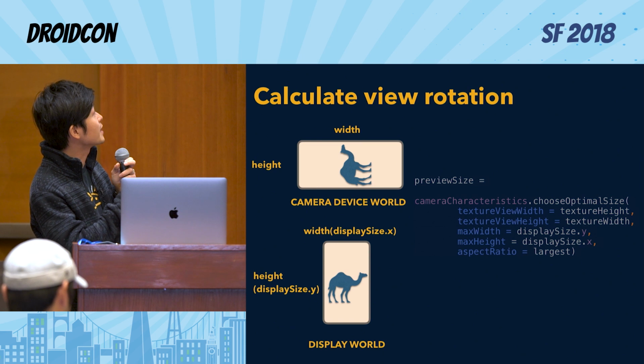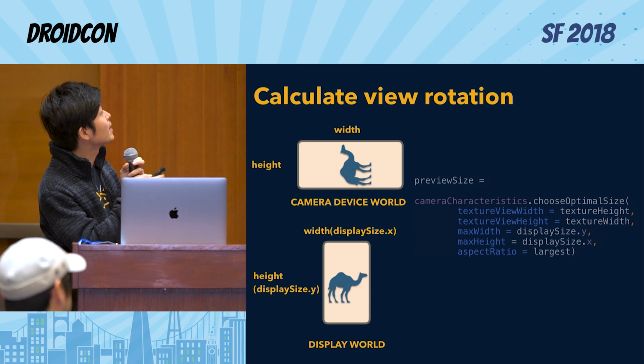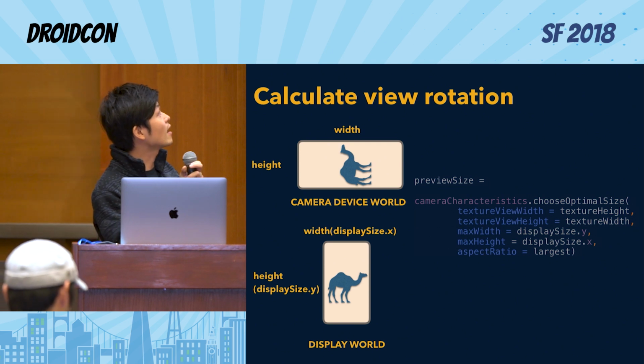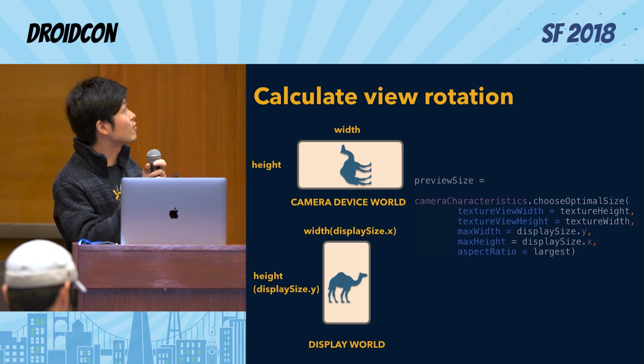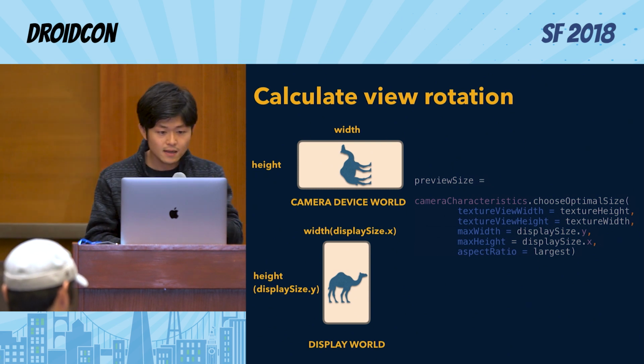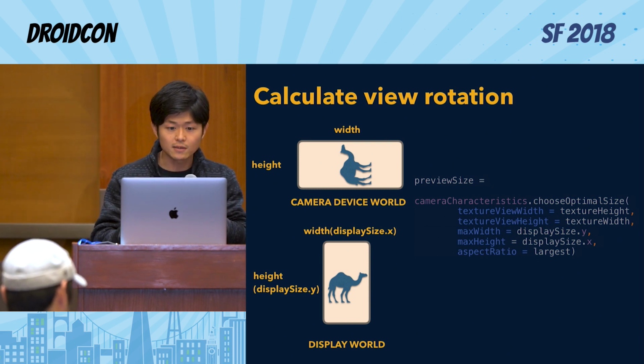So that's what we're doing here. We are passing texture view width as texture height and texture view height as texture width. And the same goes for the display size as well. So that's the first thing you need to care about.